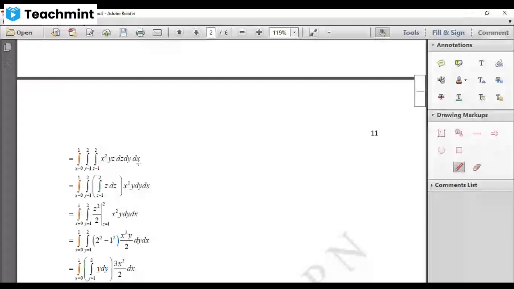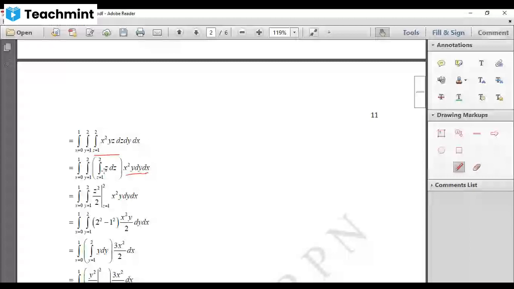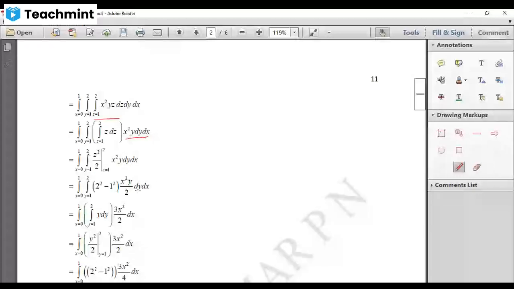So first you need to integrate with respect to z. When you are integrating with respect to z, your other variables are constants. Because this is a product, I can separately write them. So let me write x square and y outside along with dy dx, and let me integrate this with respect to z. What is the integral of z? Z square by 2. Apply the limit from 1 to 2. So upper limit z square, that is 2 square, minus lower limit 1 square. So 4 minus 1 is 3.